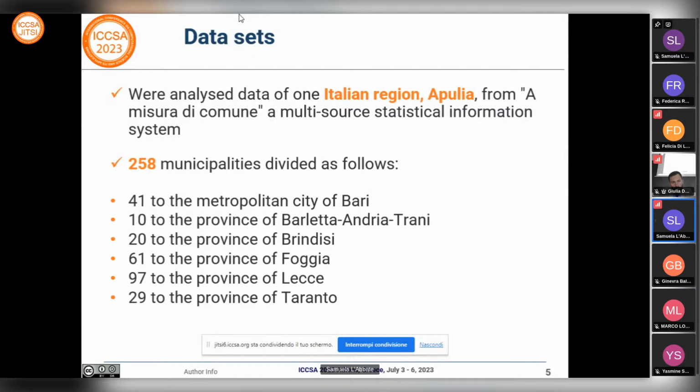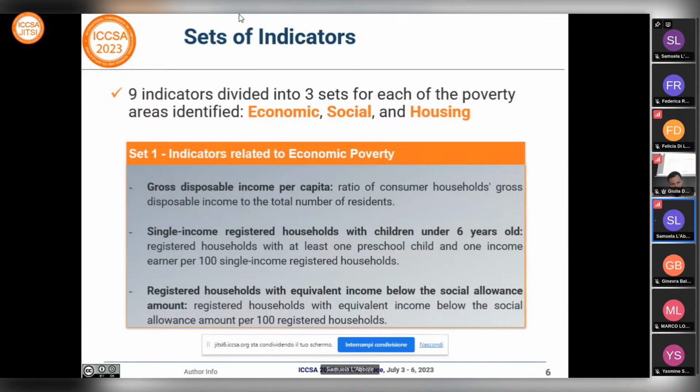There are 258 municipalities considered in the data of the survey in the Apulia region, and they are divided as follows. Specifically, several poverty measures were constructed through the analysis of 9 indicators divided into 3 sets for each of the poverty areas identified: economic, social, and housing. The indices were chosen to identify levels of economic, social, and housing hardship and were calculated so that high index values corresponded to high poverty levels.